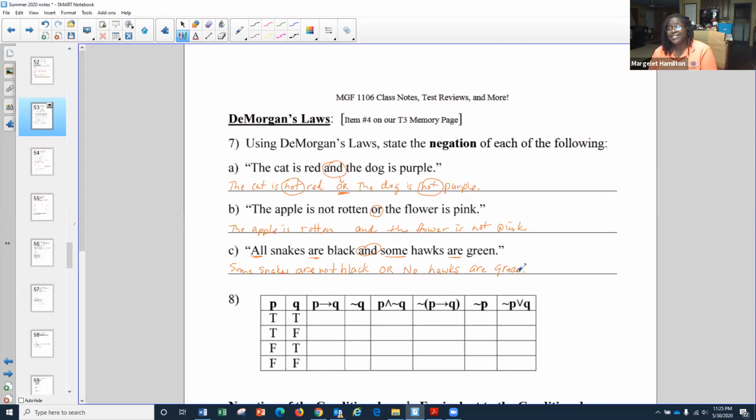All right. So we looked at the variations of the conditional, and we looked at the DeMorgan's laws. I hope this helps, and then we will come back for our next tape looking at our negation of the conditional and our equivalent to the conditional.